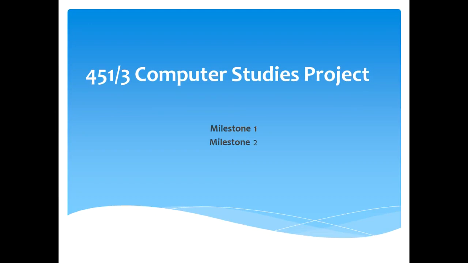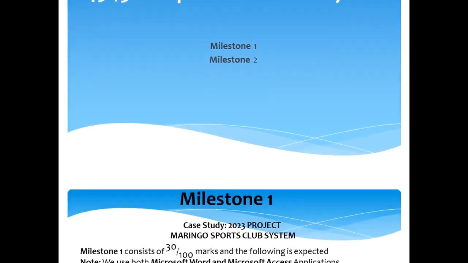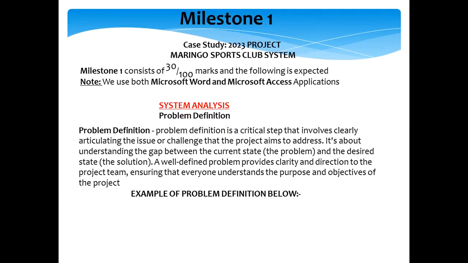I want us to look at 451/3, that is the Computer Studies Project Guide, where I'll take you through milestone 1 and 2. Basically, when we talk of milestone 1, we are talking of 30 out of 100 marks, and that one is done in term 1. Note, we use both Microsoft Word and Microsoft Access to do the project. In this case, I will use last year's project, that is Maringo Sports Club System.